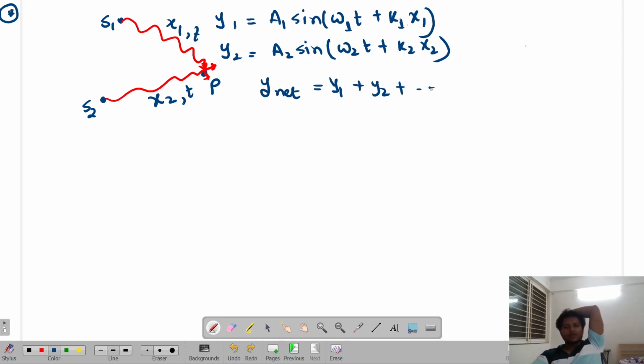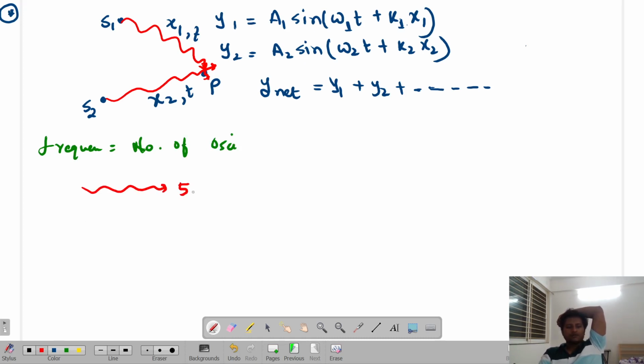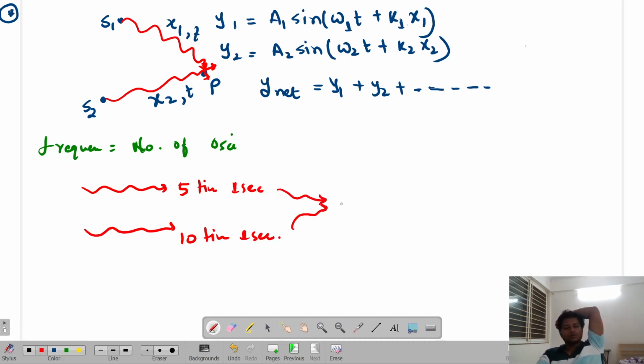But now a point comes, try to understand. Can you tell me the meaning of the word frequency? Frequency means number of oscillations per second, right? Now, let us think of one case. A wave is oscillating 5 times in 1 second, and another wave is oscillating 10 times in 1 second. If I superimpose them, are they going to superimpose on each other or not?